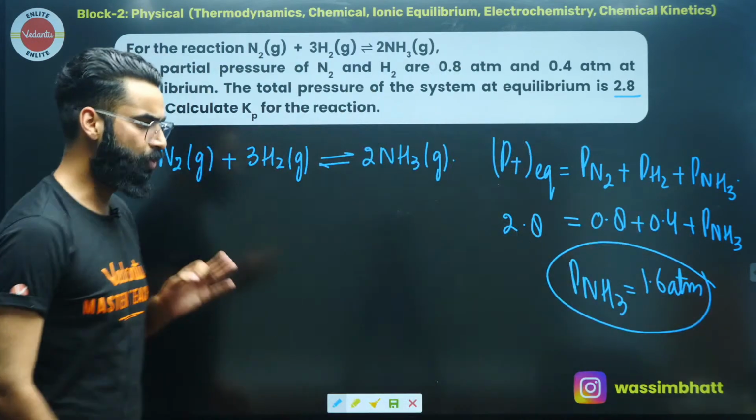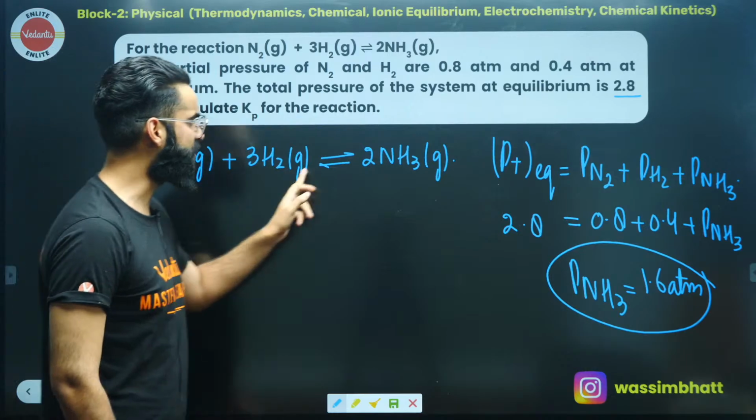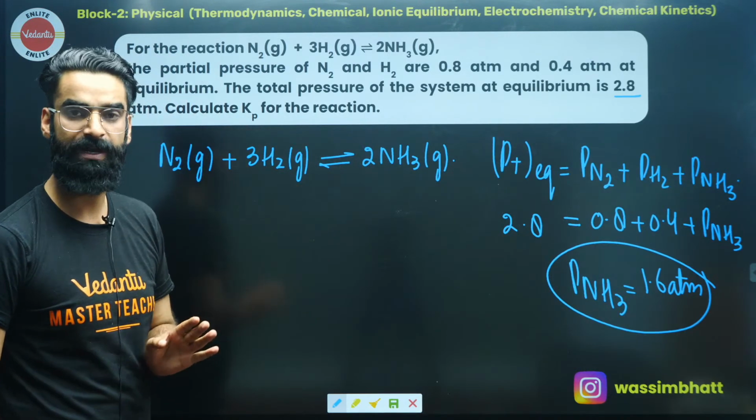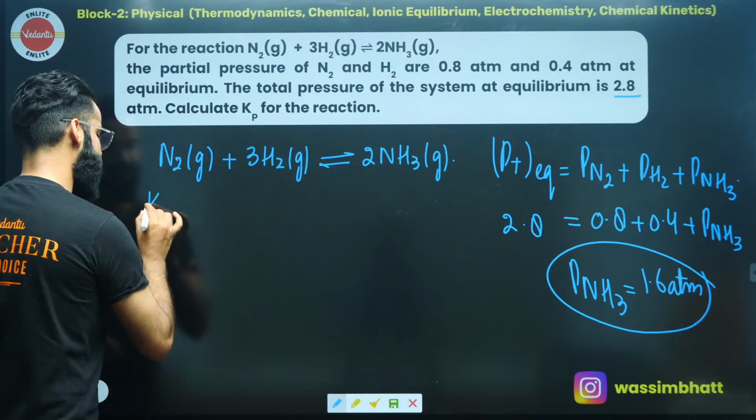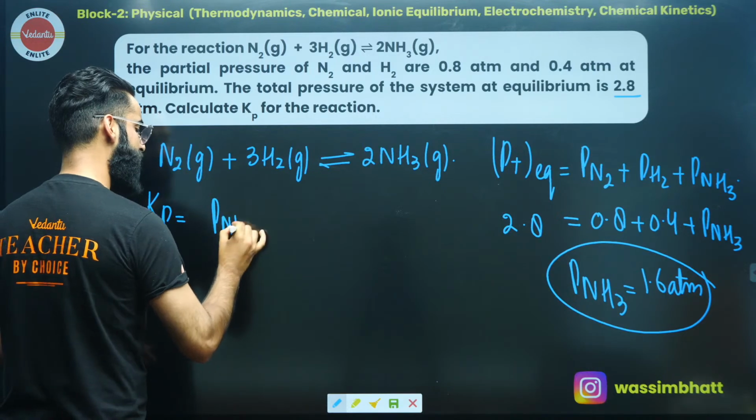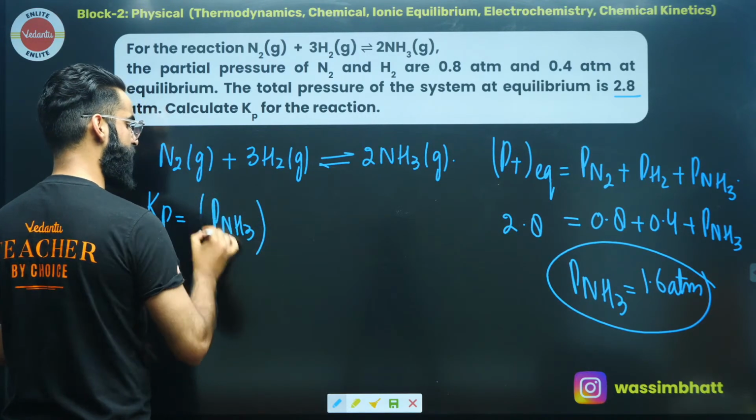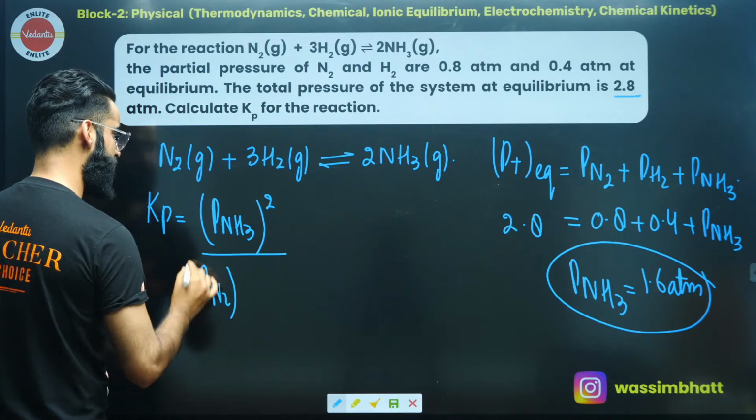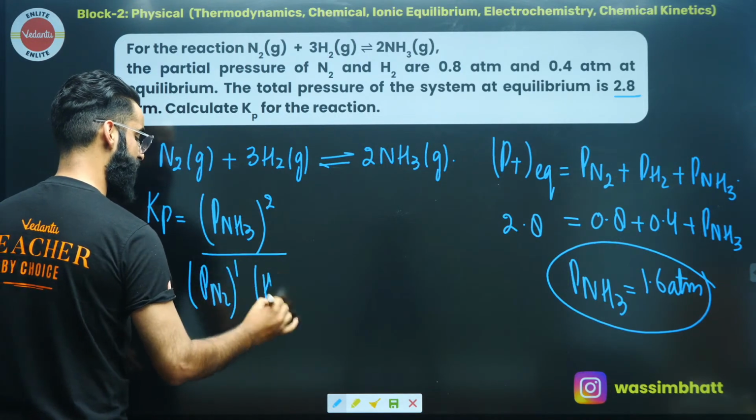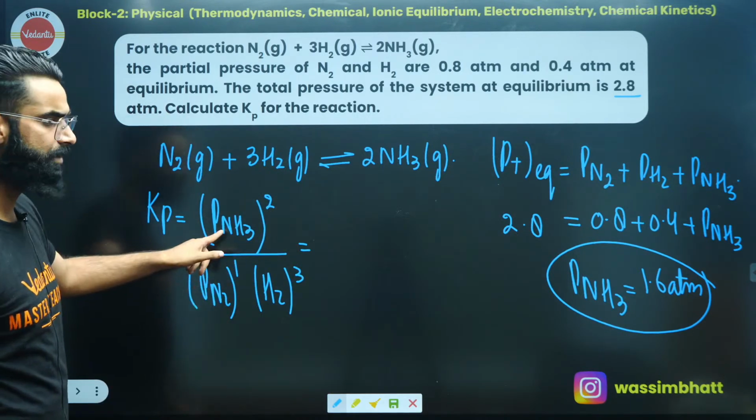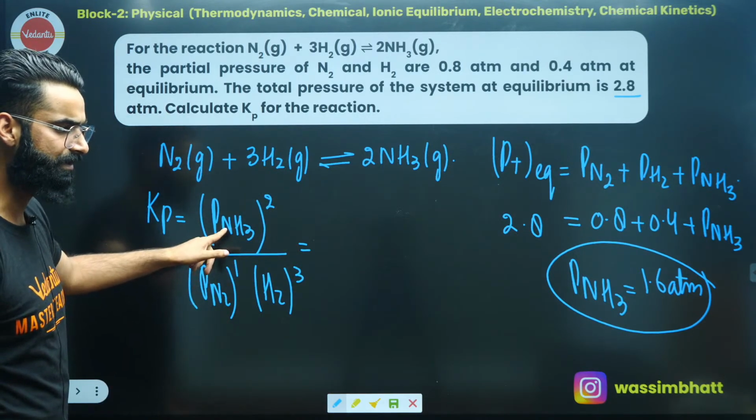So do I have the partial pressure of each reactant and product at equilibrium? Absolutely we have it. So you can clearly write the expression for Kp. Kp is the partial pressure of NH3 at equilibrium raised to its stoichiometric coefficient, that's 2, divided by the partial pressure of N2 at equilibrium raised to its stoichiometric coefficient 1, times the partial pressure of H2 at equilibrium raised to its stoichiometric coefficient, that is 3, right?